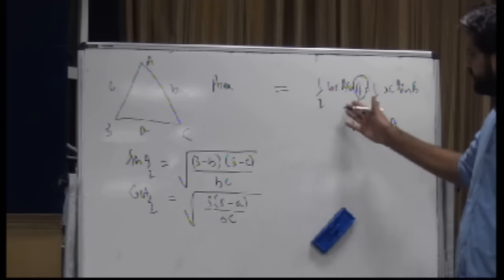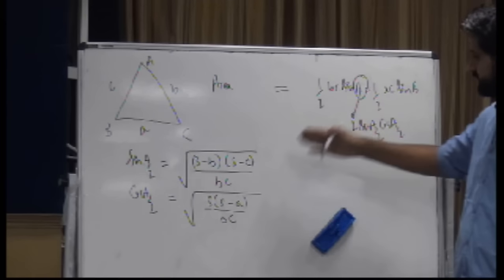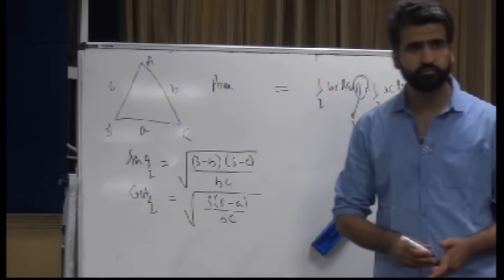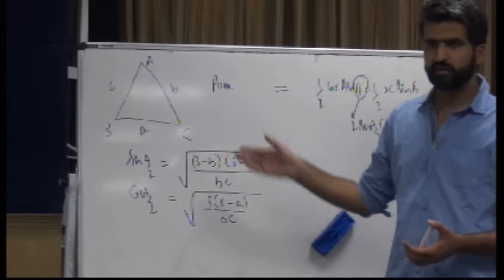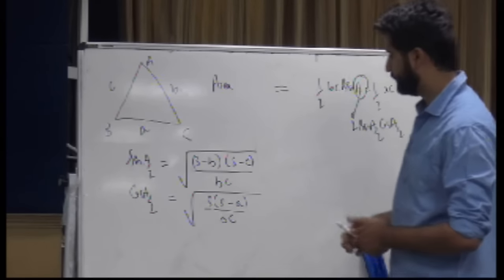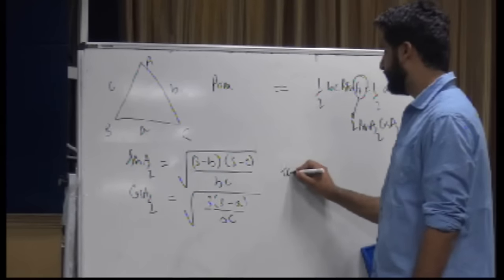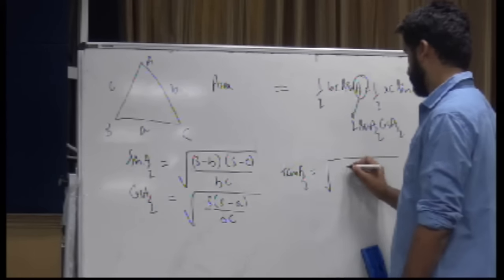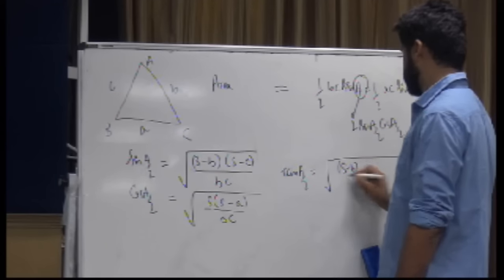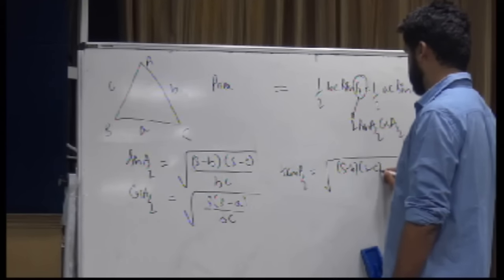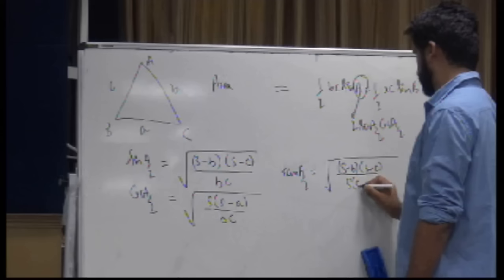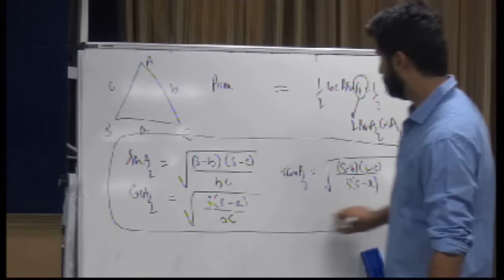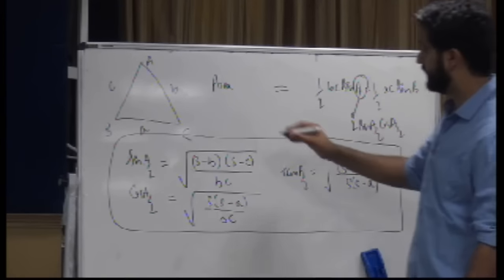And if we split this thing, I will get these two parts. Similarly, I can write tan A by 2. This will be the ratio of these two. Write it down. So tan A by 2 is... So these are very important. These are called half angle formulae.